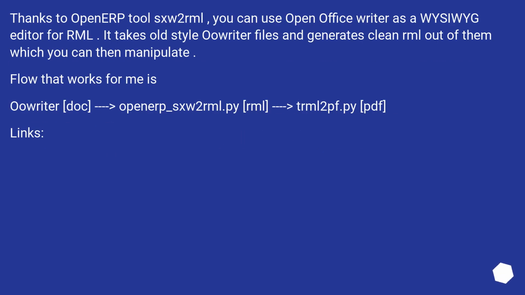Thanks to the OpenERP tool SXW2RML, you can use OpenOffice Writer as a WYSIWYG editor for RML. It takes old-style OpenOffice Writer files and generates clean RML out of them which you can then manipulate. The flow that works for me is OpenOffice Writer, then doc-openerp_sxw2rml.py, then rml-trml2pdf.py, and PDF.